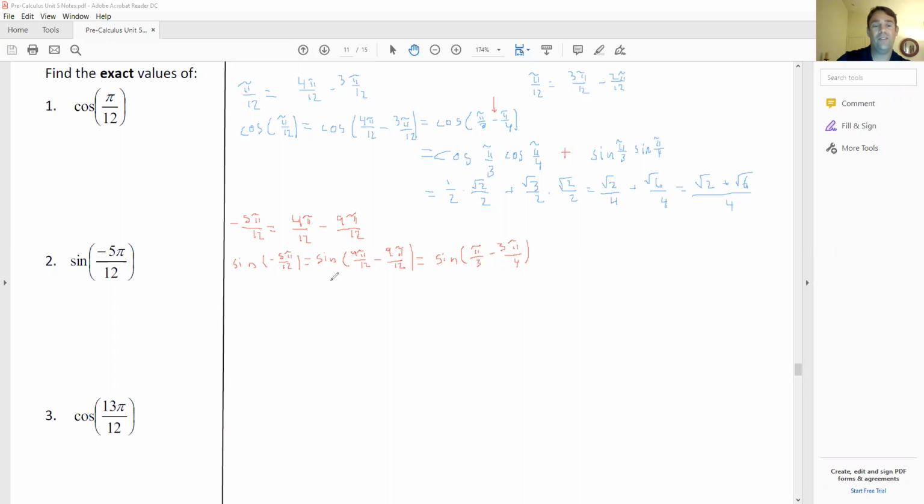So we have our sine. Sine is going to be sine, cosine, cosine, sine. So sine of our first angle, pi over 3, cosine of the second angle, 3 pi over 4. And then we have cosine of the first angle, sine of the second angle.